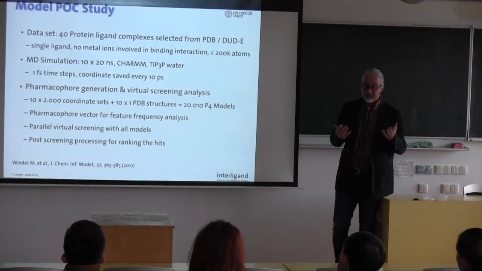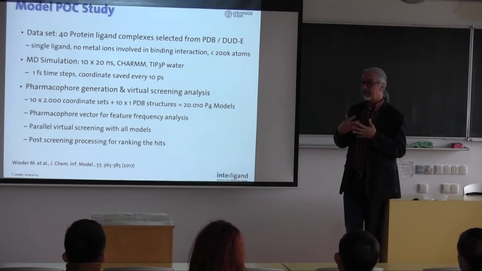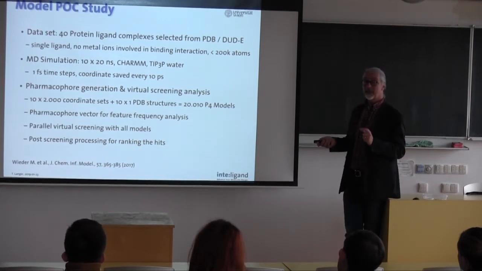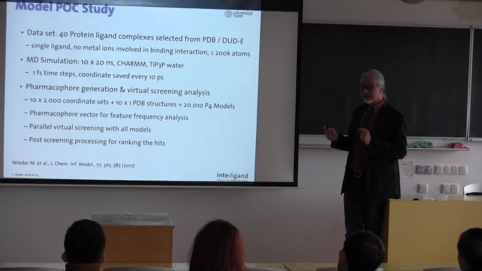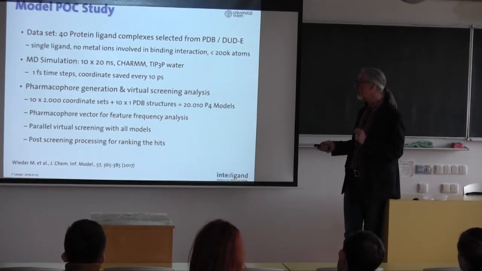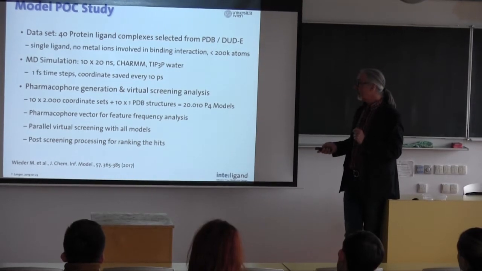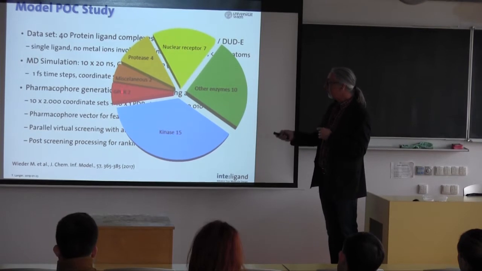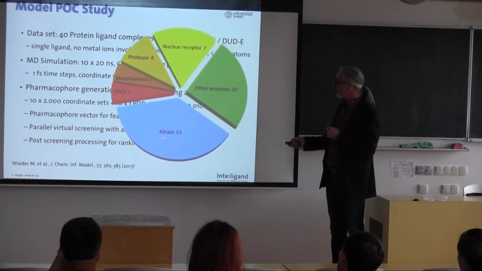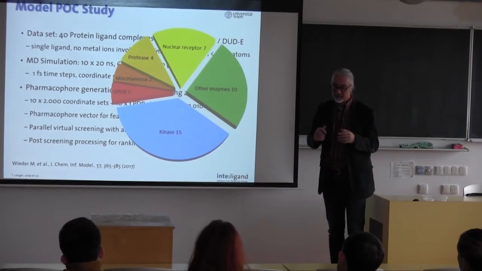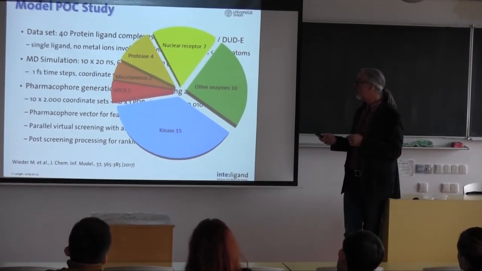And this is, of course, way too much to analyze in a graphical way. So we converted these pharmacophores into pharmacophore vectors, basically, and did a feature frequency analysis in these vectors. And then, this is just the different target families that we used, so more or less a representation of what is representative in the PDB.